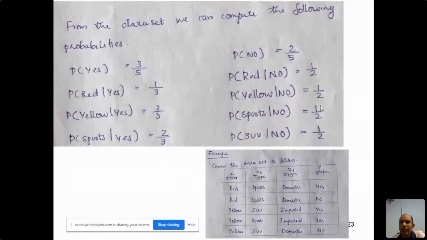Here every time you are dividing by 2. Corresponding to the red feature, how many are no? For red, only 1 is no out of 2. So here it is 1 divided by 2. Yellow is similar, so 1 divided by 2. So similarly you can calculate the probability for these values.